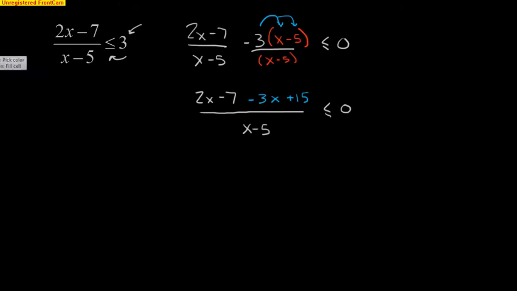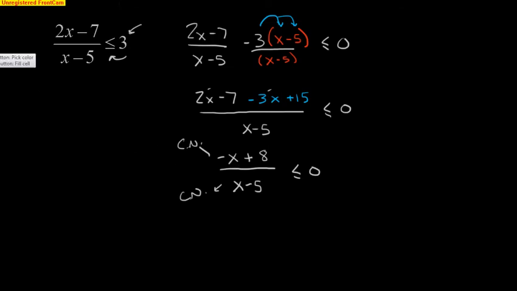Okay? Now, if I combine like terms, so 2x and negative 3x, that's negative x. Negative 7 and 15, that's positive 8. And then over x minus 5, less than or equal to 0. Okay. When you have a rational function, you're going to get critical numbers from the top and critical numbers from the bottom. So you can set the top and bottom equal to 0. In this case, hopefully we should be able to do these in our head. The critical number from the top is going to be 8. And the critical number from the bottom is going to be 5.